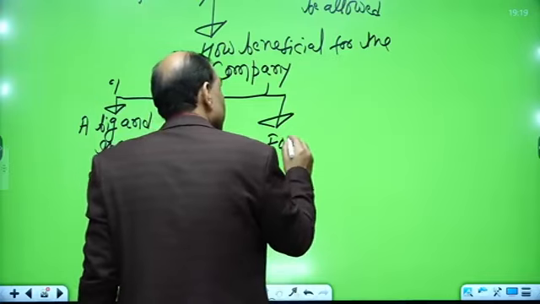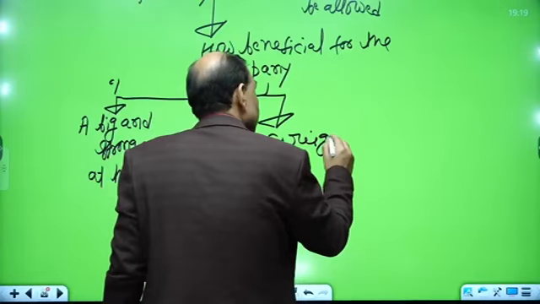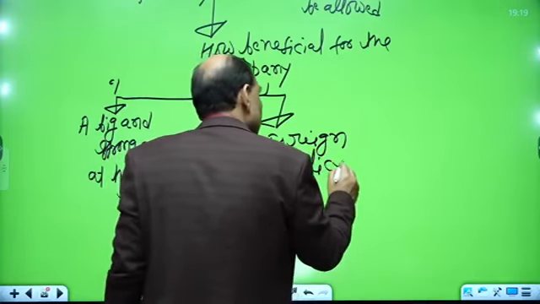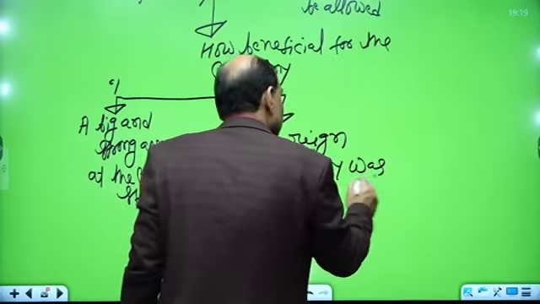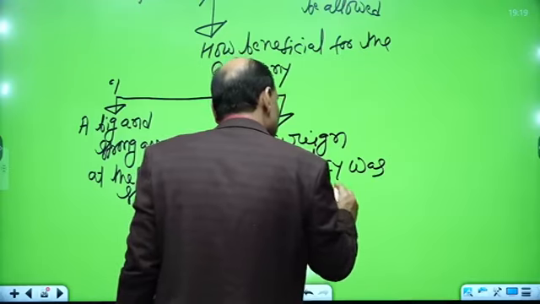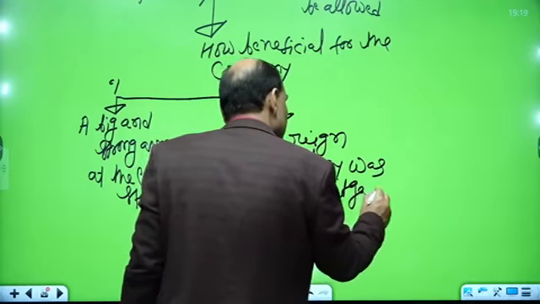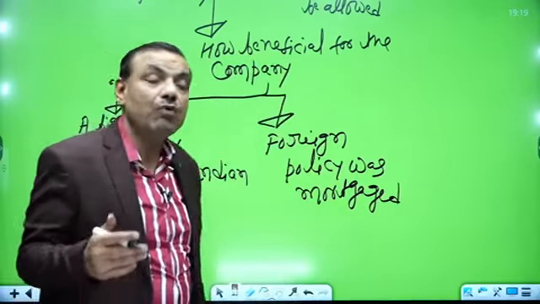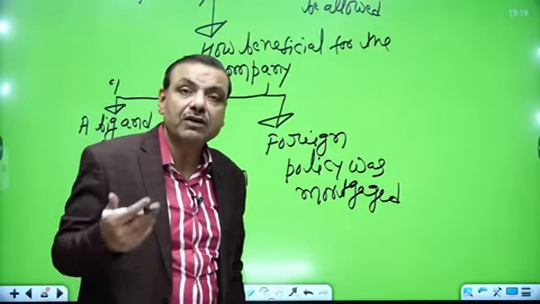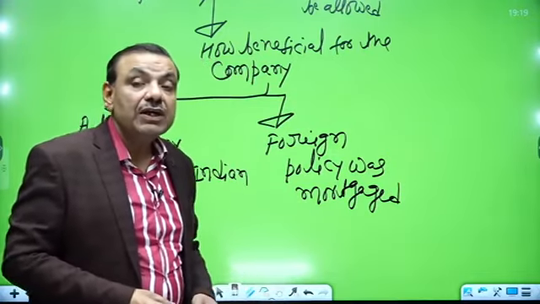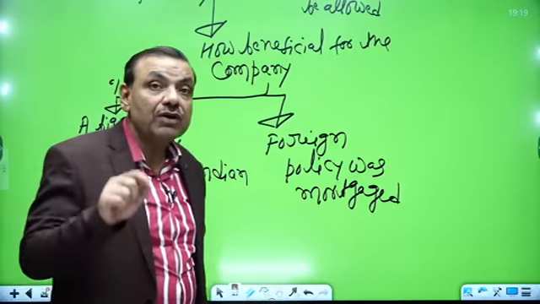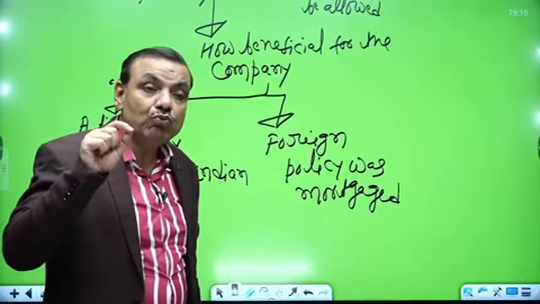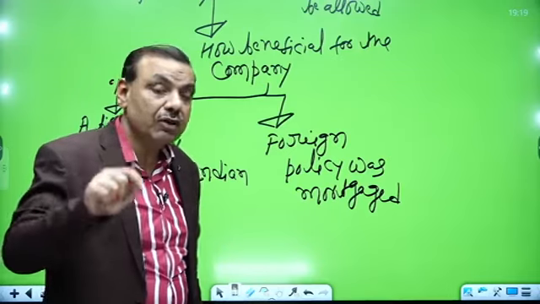Foreign policy was mortgaged. The foreign policy of Indian states was simply mortgaged by the company. Means Indian states could not conduct their foreign policy independently. Now they had to work at the tune of the British company.